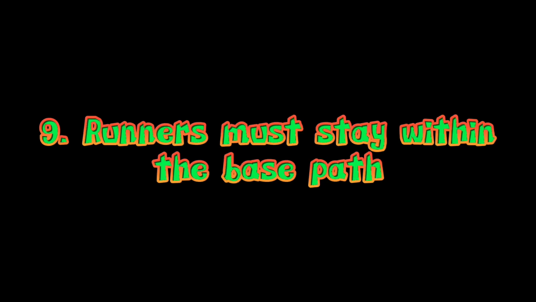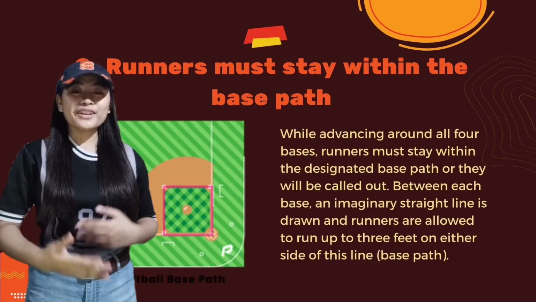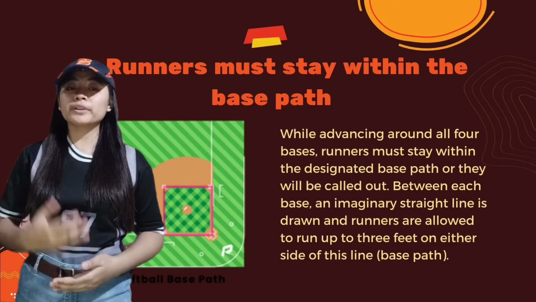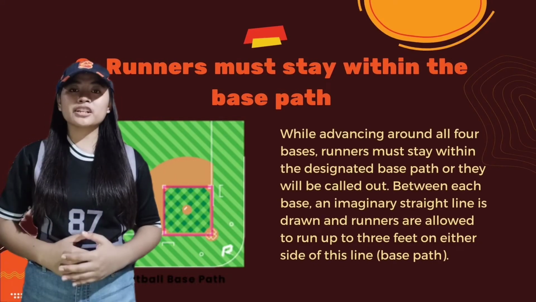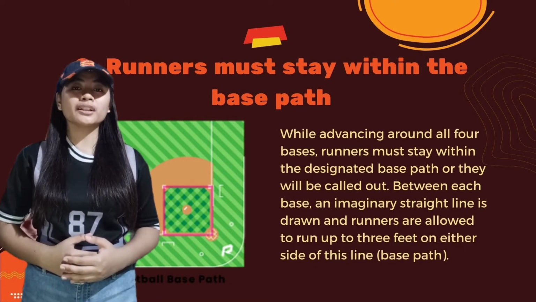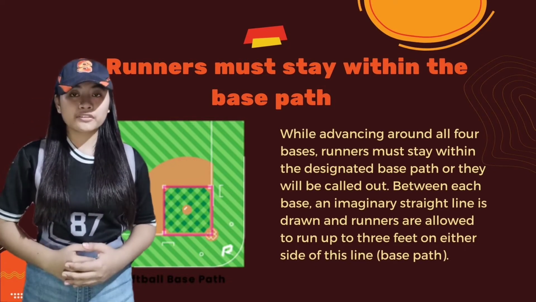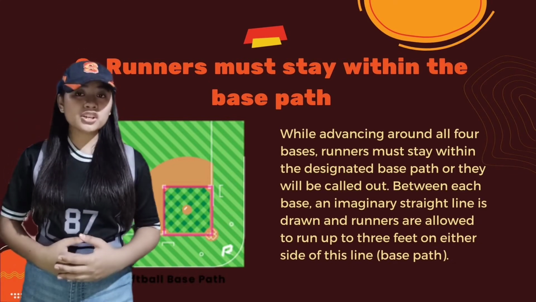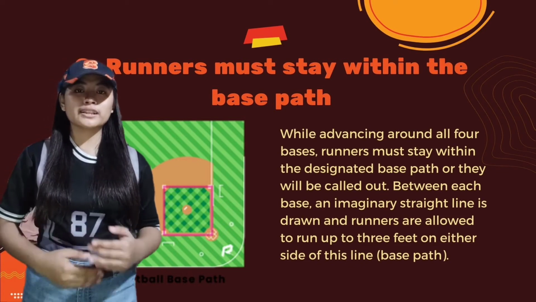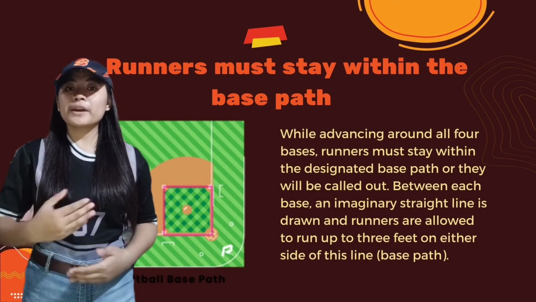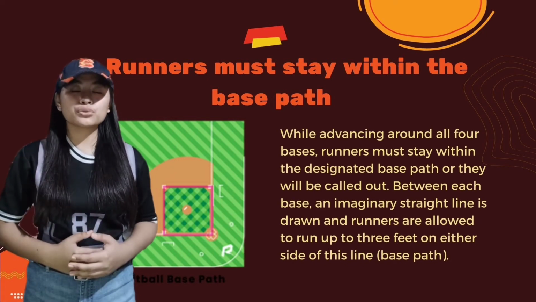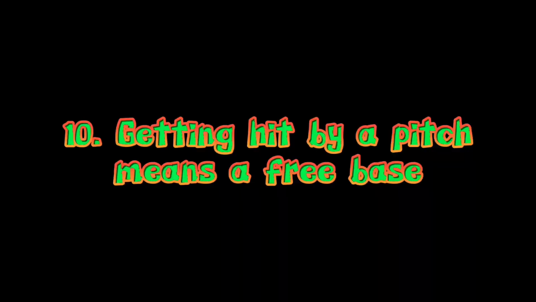Number 9. Runners must stay within the base path. While advancing around all 4 bases, runners must stay within the designated base path or they will be called out. Between each base, an imaginary straight line is drawn and runners are allowed to run up to 3 feet on either side of this line, called the base path. This gives players some space to avoid potential tags by fielding players while still containing them within the base path. The base path is not a set line and is created by the runners once they begin to run towards a base.